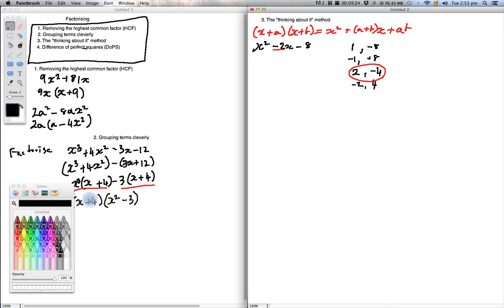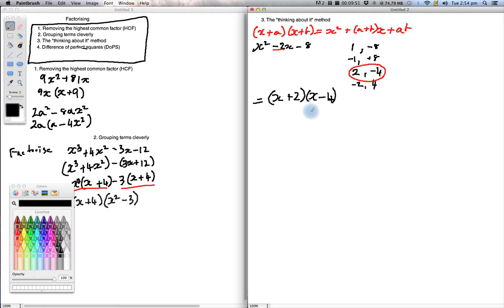So we can say that factorized, this expression is x plus 2 and x minus 4. Now if you want to, you can double check it by expanding that out. But I'm not going to because I'm confident.